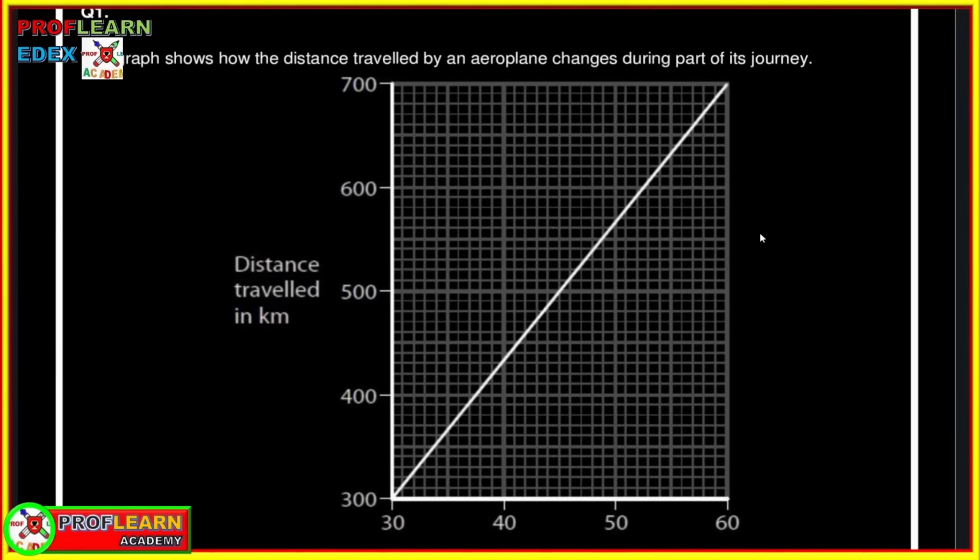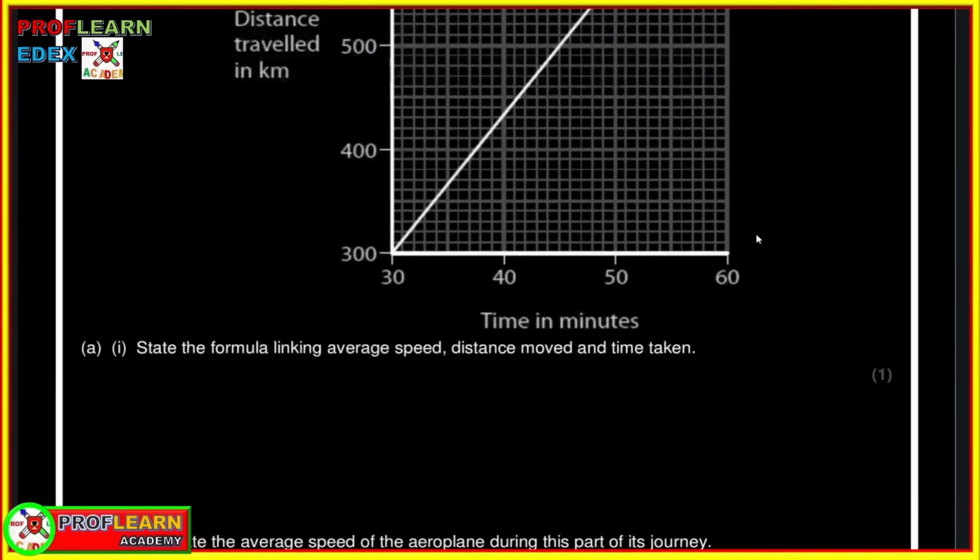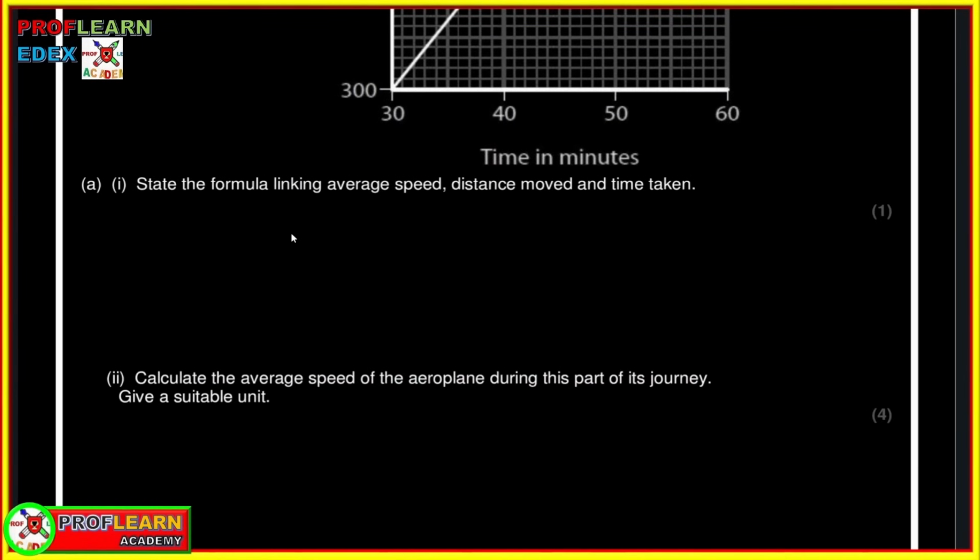So here we are told that a graph shows how distance traveled by an aeroplane changes during part of its journey, and then we can see here we are given distance in kilometers and also time is given in seconds. Let us see what is the question that they are asking us, because we are told here state the formula linking average speed, distance moved, and the time taken. So you can realize that this is one of the equations that is not given. So you have to know how to write the formula for average speed.